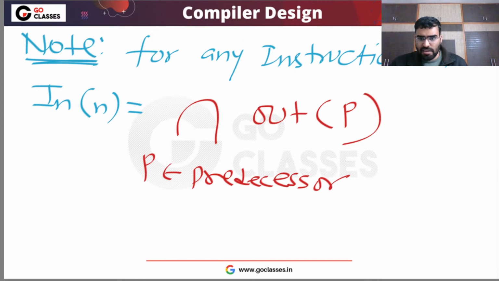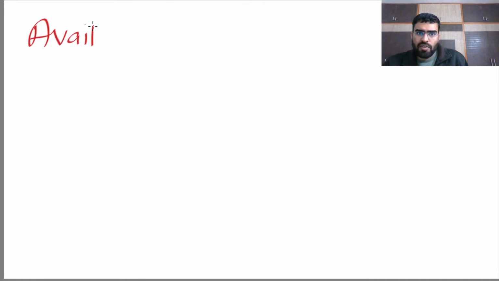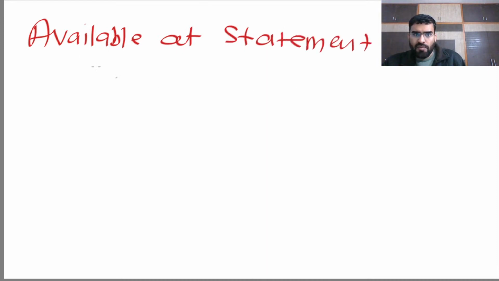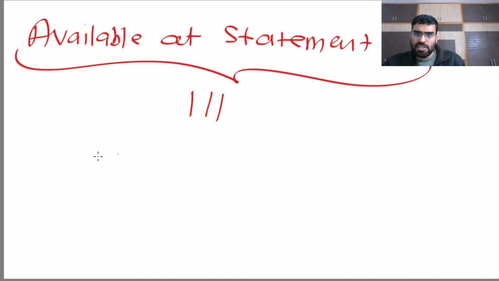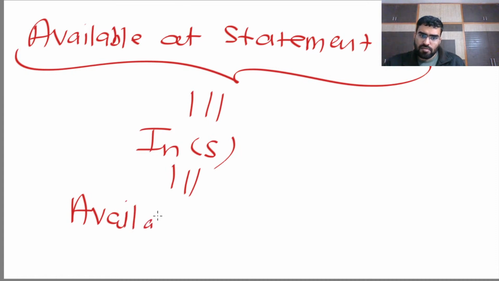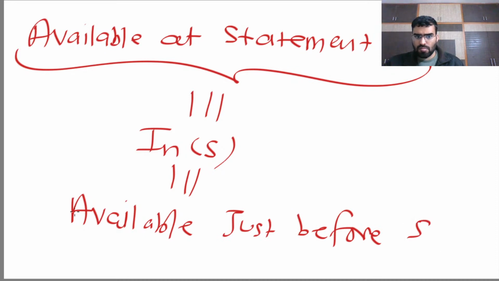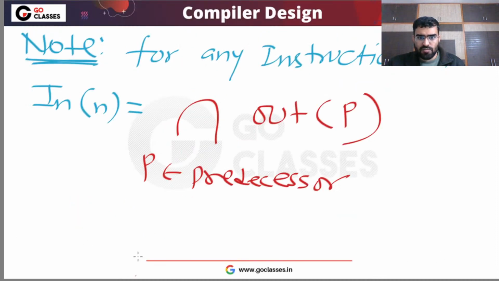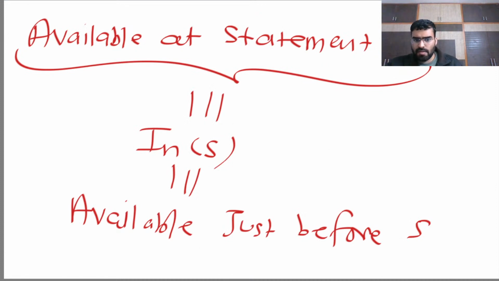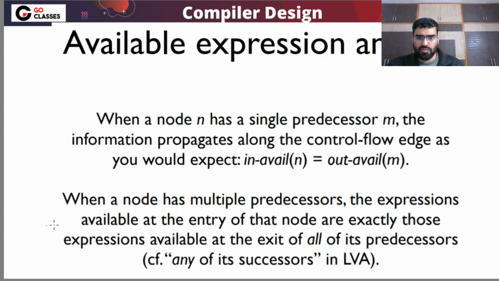No, Nafis, this is what I am saying. Available at statement S, what does it mean? Can anyone tell me? Available at statement S means in of S. This means available just before S. You can notice this is what I am saying. Is this clear? Let me know. Did you get it? What we have seen so far, did you get it?